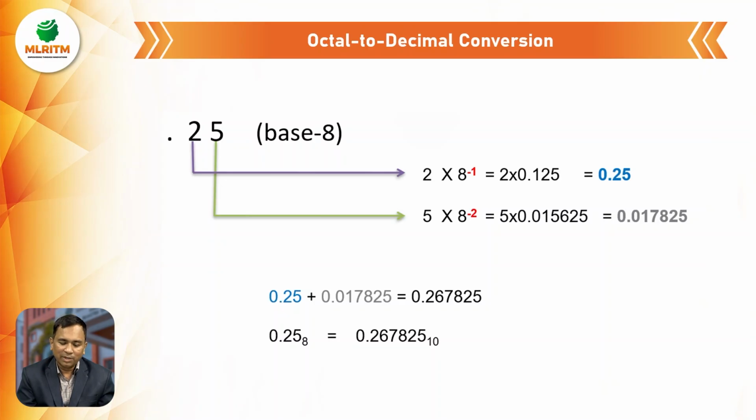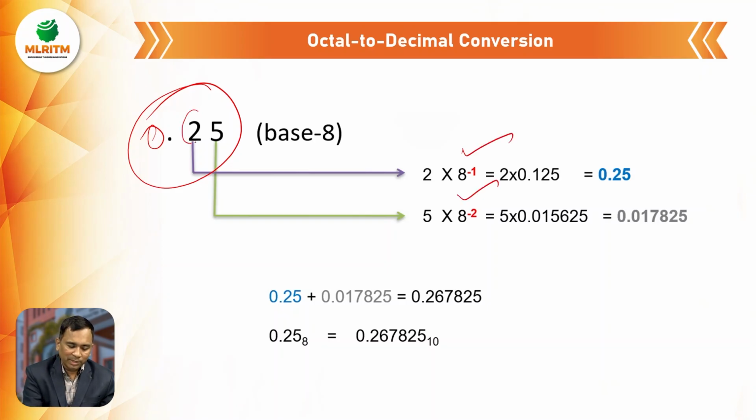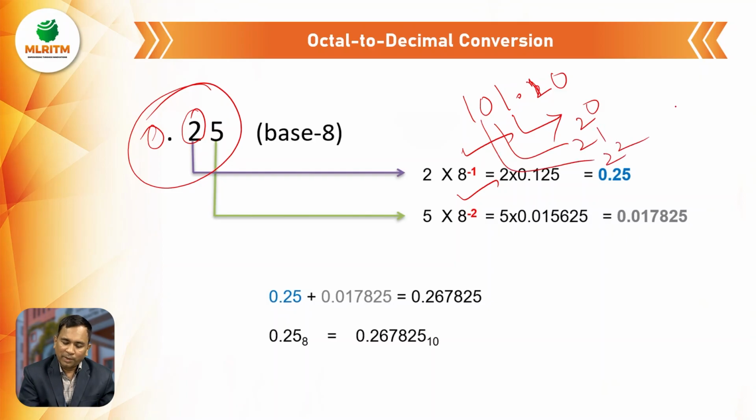And same as this example, octal to decimal conversion. Here also I'm taking a fraction value, 0.25, and here also 8 power minus 1. But the very, very important thing is, in the previous cases with values like 101.10, I started with 2 power 0, then 2 power 1, then 2 power 2. But in this case, you have to start with 2 power minus 1, and then 2 power minus 2. So 2 into 8 power minus 1.